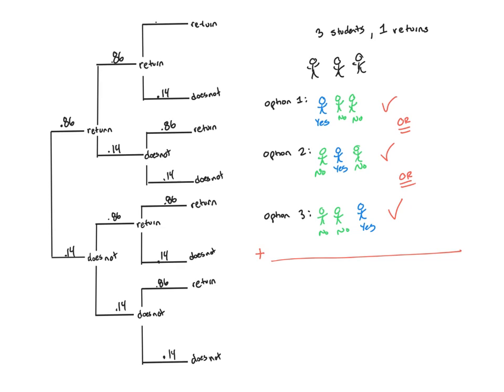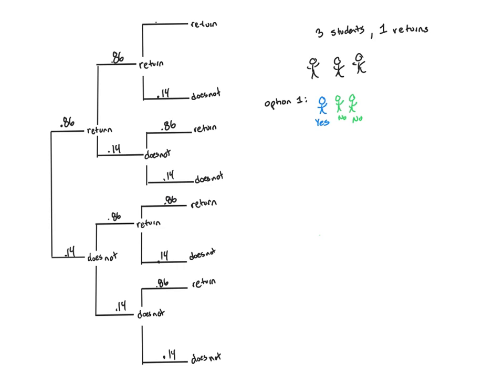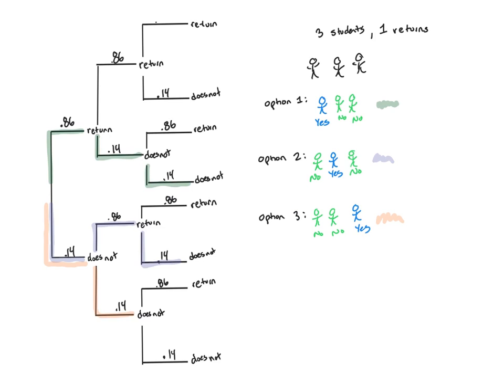To do that, we'll start by finding the first scenario. That is, what if it's the first student who actually returns? To do that, I'll go ahead and trace first returns, second does not, third does not. To find the second scenario, I'll look at, okay, the first does not return, the second returns, the third does not. And for the third scenario, I'll say the first does not, second does not, third does. Now I can find each of these probabilities by multiplying along the branches.